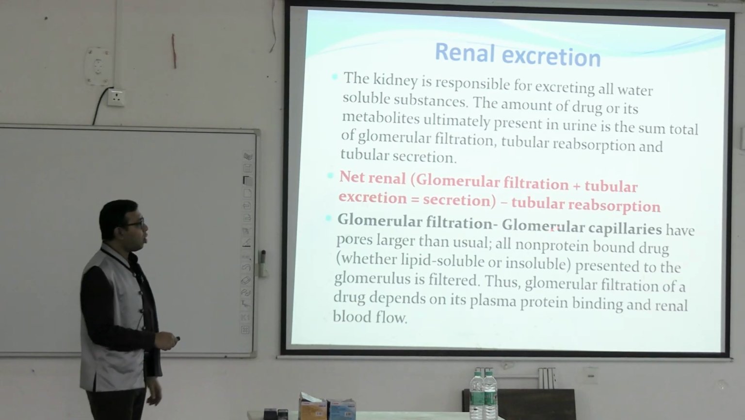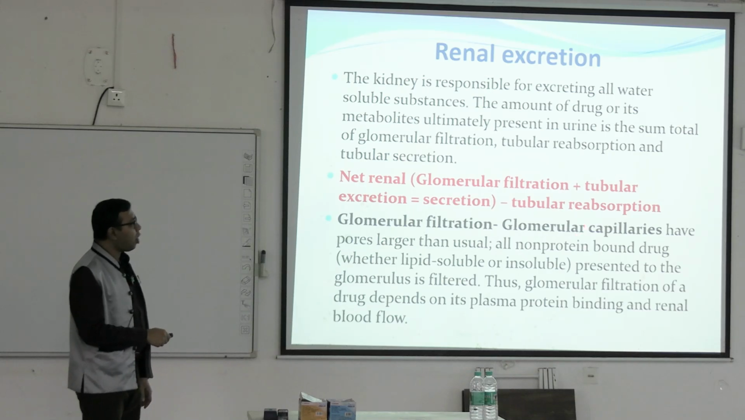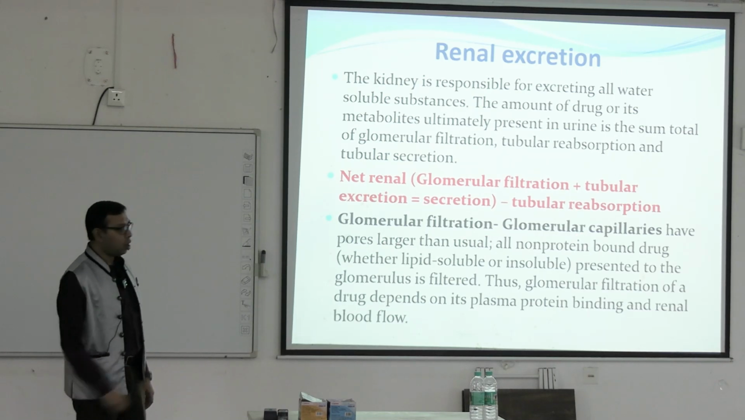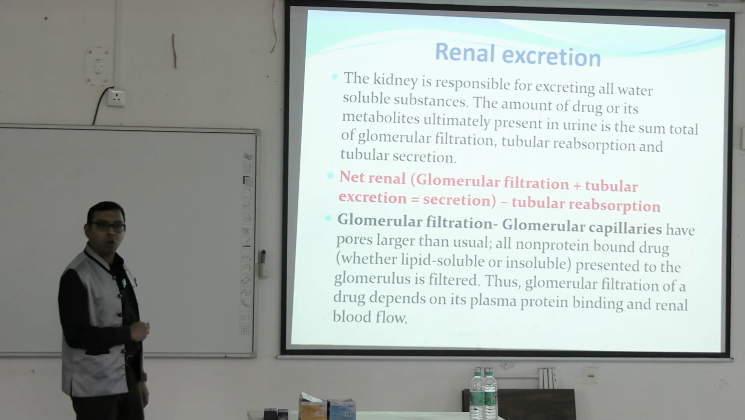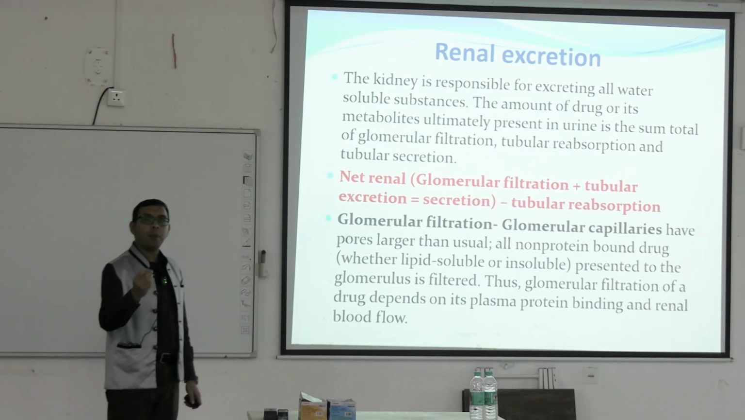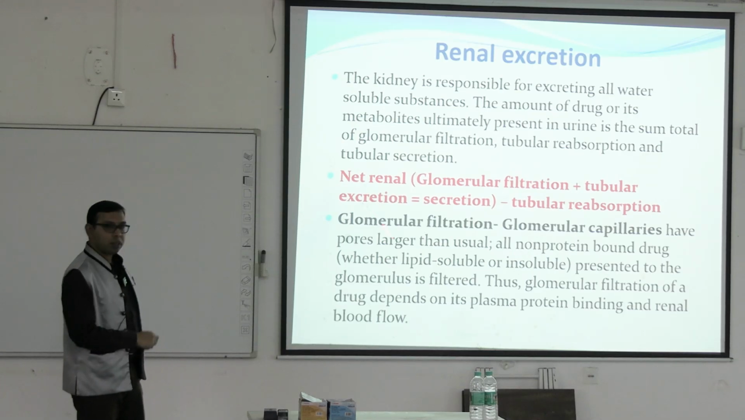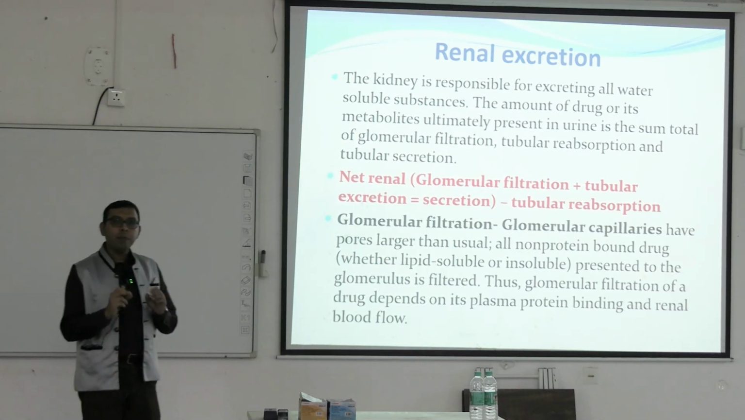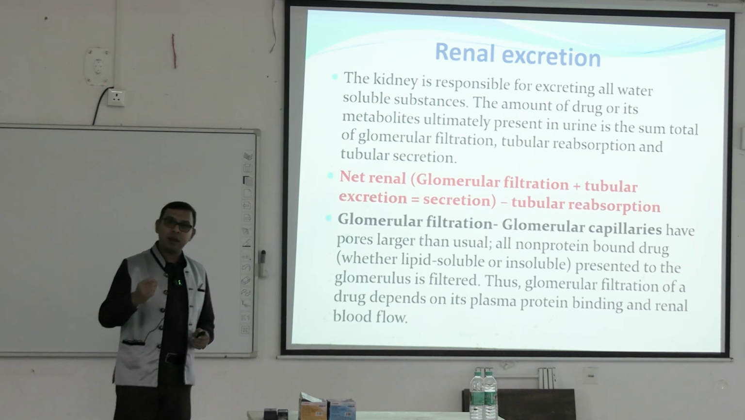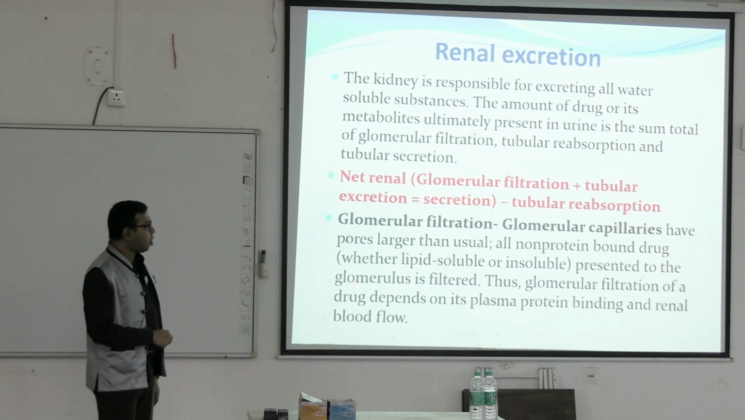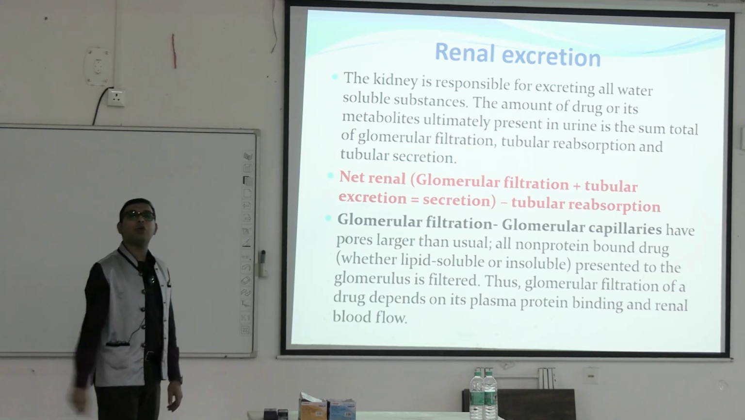Glomerular filtration happens because the glomerular capillaries have pores and they are larger than usual. So all non-protein bound drugs, those drugs that are bound to lipids, or hydrophilic drugs or insoluble drugs, presented to the glomerulus are filtered. But protein bound drugs are usually larger, so they are less filtered in the glomerulus. Thus glomerular filtration of a drug depends on its plasma protein binding.